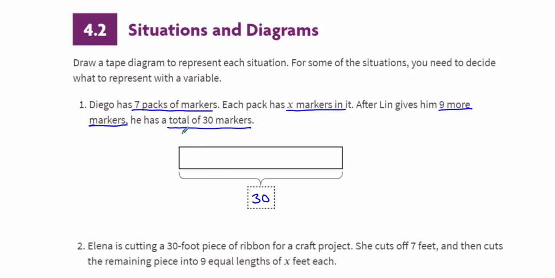So if I make 7 packs of markers with X, 1, 2, 3, 4, 5, 6, 7. We have X markers in each pack. And then we have 9 markers also. So each one of these X sections represents a pack of markers with some number in it.